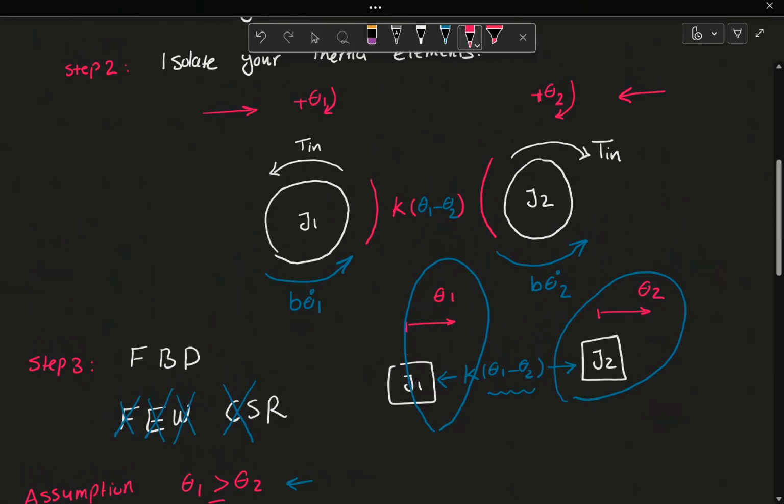On the side of theta 1, they're going to contradict each other. Theta 1 is positive in the clockwise direction. This is going to go counterclockwise. On the side of J2, they're going to match each other. So both of them are going to go in the clockwise direction. Okay?